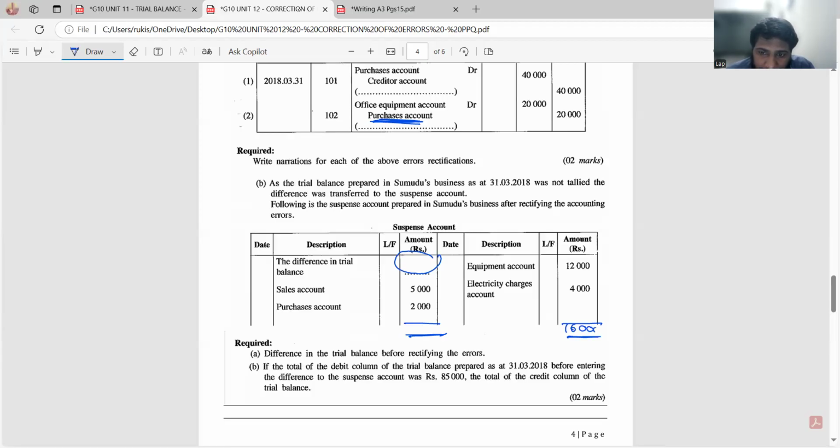16,000. Then how much would have been the balance? Balance would have been 9,000. Debit balance rupees 9,000.